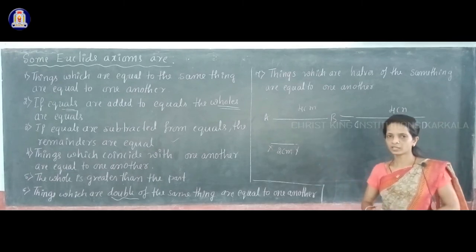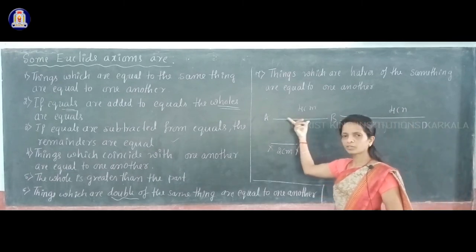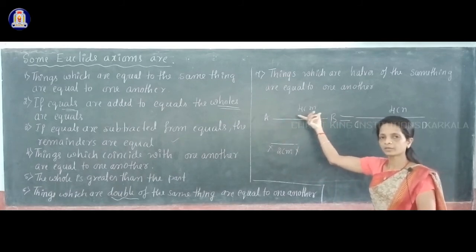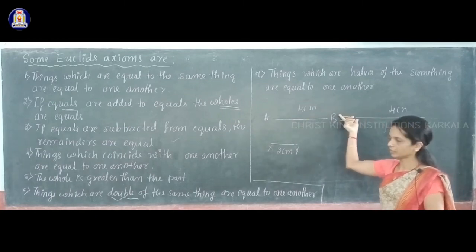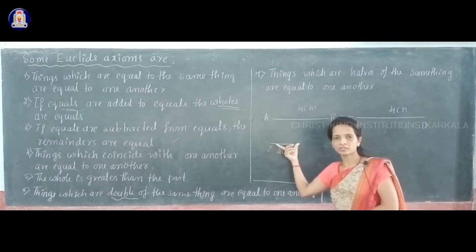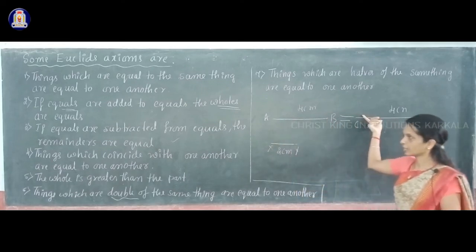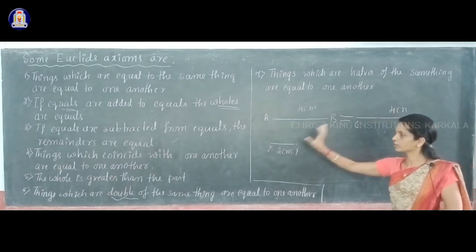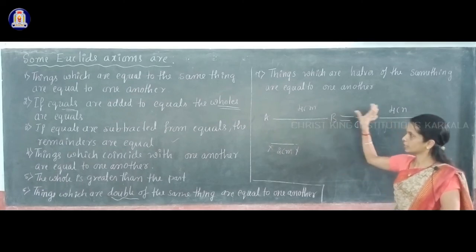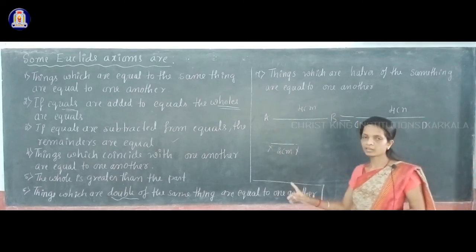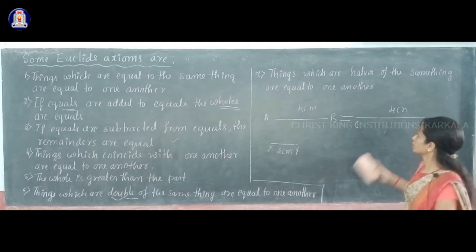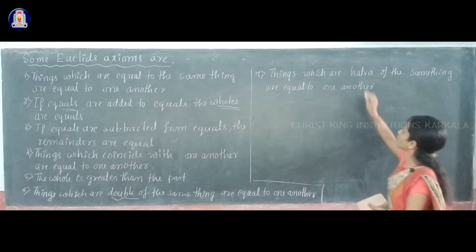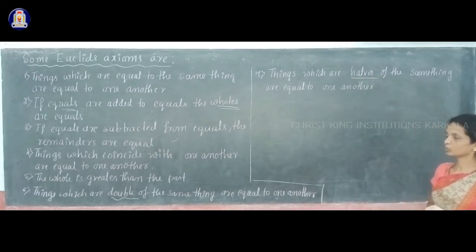So this is about the sixth axiom: if you take two things which are double of the same thing, here the two things we have taken are two line segments AB and CD, which are double of the same line segment XY, what can you say about these two things? They are equal to one another. So things which are double of the same thing are equal to one another. That is the sixth axiom. And the seventh one: things which are halves of the same thing are equal to one another.